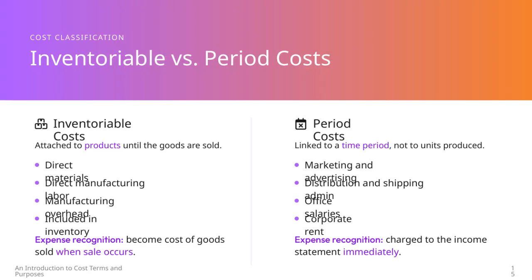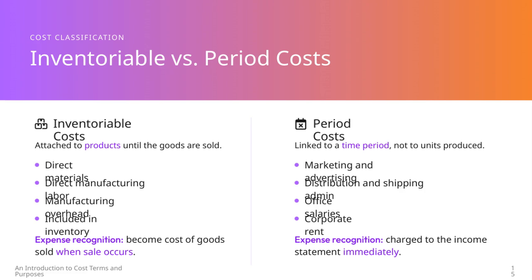Now, let's dive into cost classification, which is fundamental for understanding how costs behave and how they are recorded in accounting. First, we have inventoriable costs. These are costs directly attached to the products and stay with the inventory until the goods are sold. This includes direct materials, direct manufacturing labor, and manufacturing overhead. All these costs are included in the cost of inventory on the balance sheet initially. Then, once the product is sold, these costs are recognized as the cost of goods sold on the income statement.